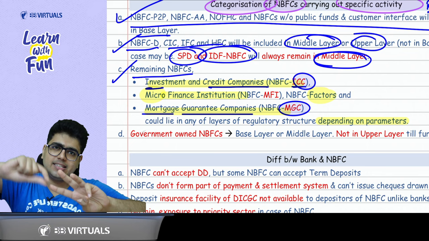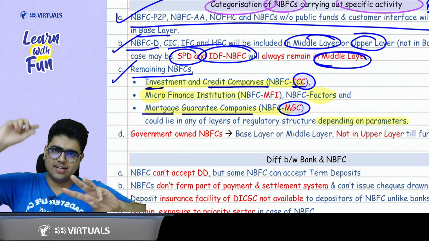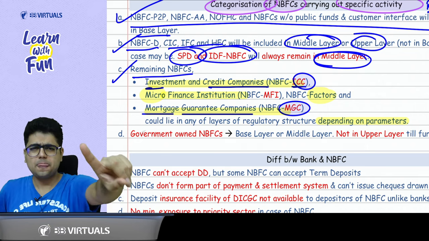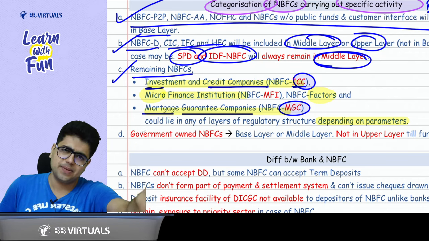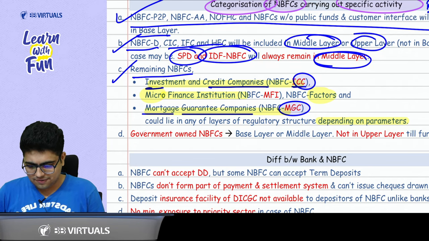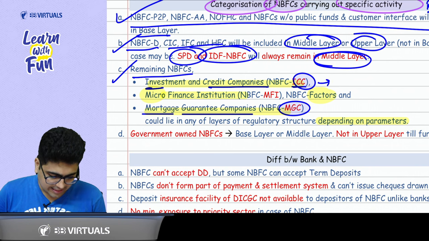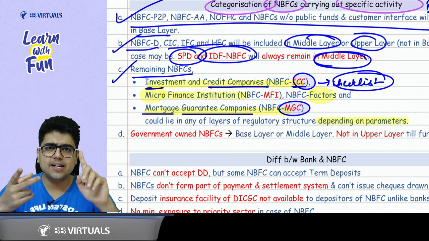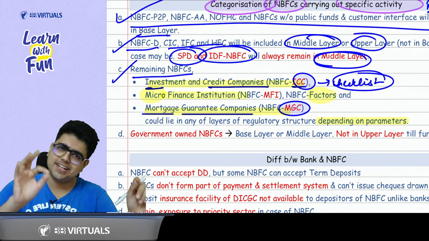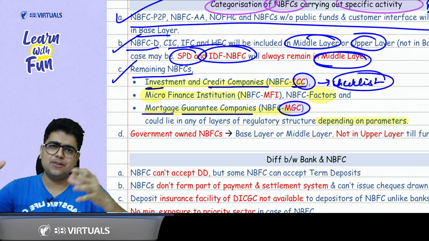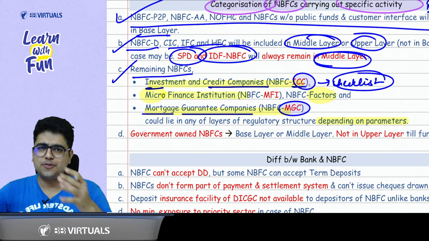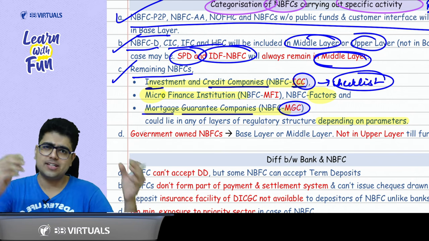Cricket means ICC, ground, and ad. ICC means Investment Credit Company. We also discuss its checklist in this chapter. I hope you remember this. Then comes the ground, Mortgage Guarantee Companies, that is MGC. And in between the ads, small players, that is microfinance institution, and NBFC factors, we talk about this.